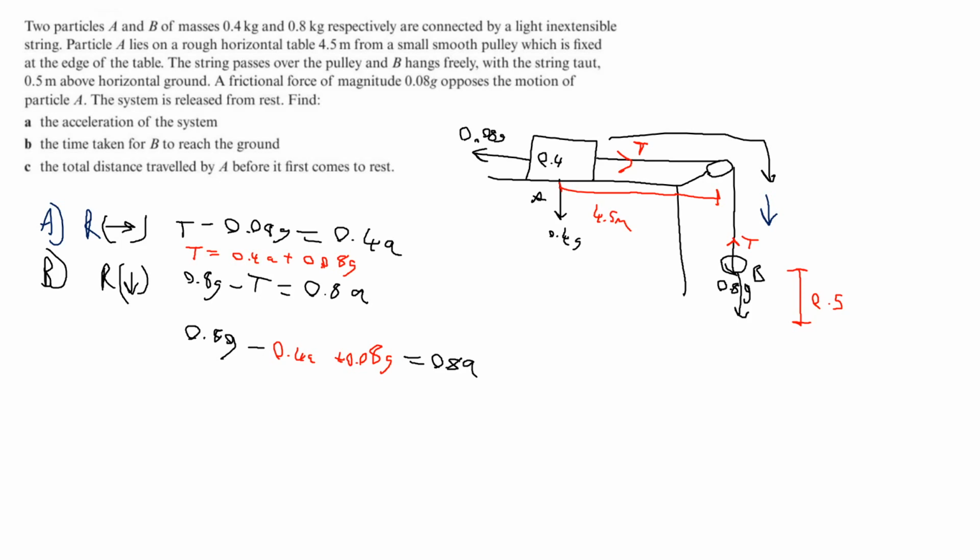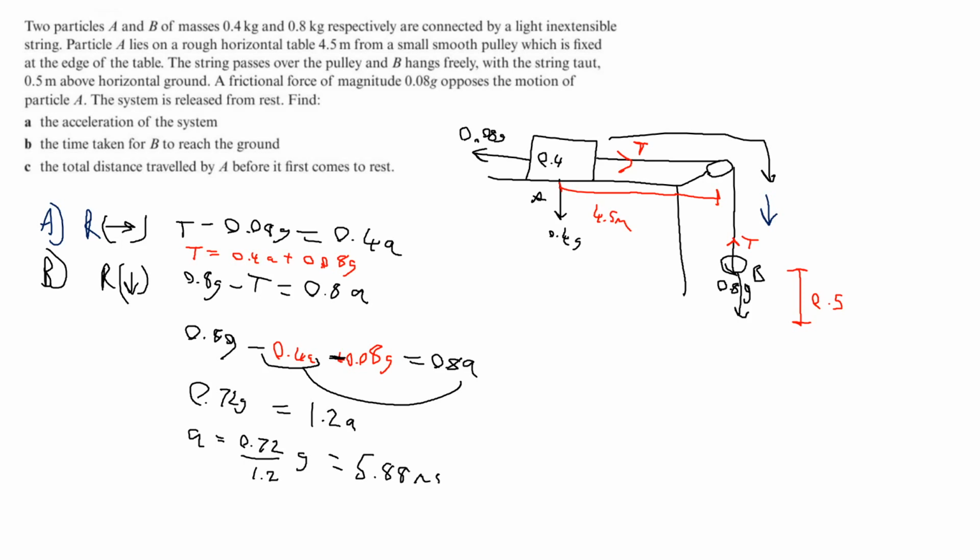Okay, so now what we're going to do is put all the A's and all the G's on one side. Sorry, this is a minus. So this will be 0.72g. And if we put the A's on the other side, that becomes 1.2a, right? And so a is equal to 0.72 over 1.2 g. Okay? And if you plug that into your calculators, you will get an answer of 5.88 meters per second squared.